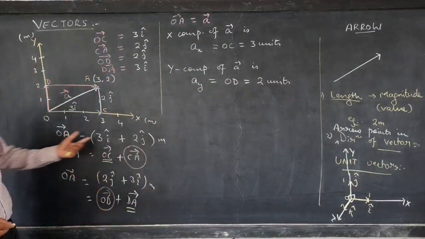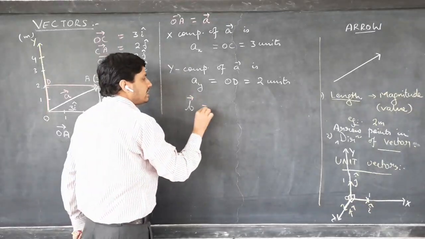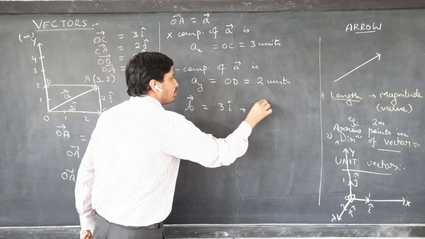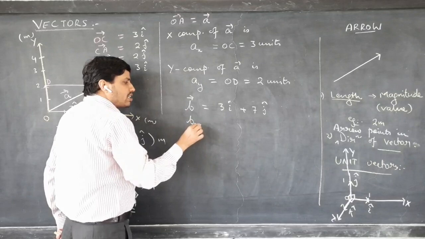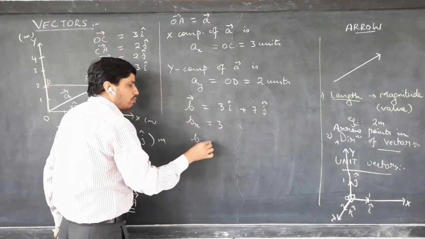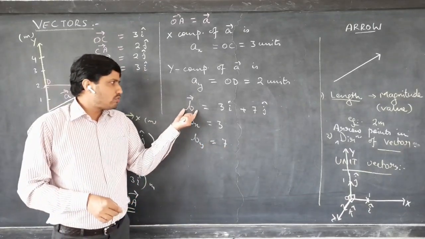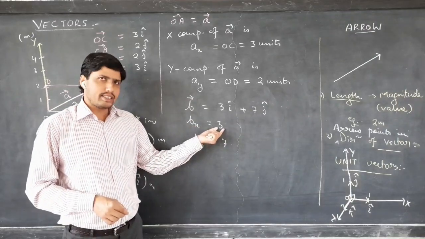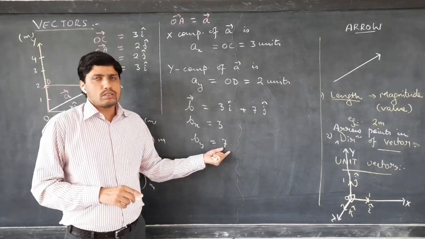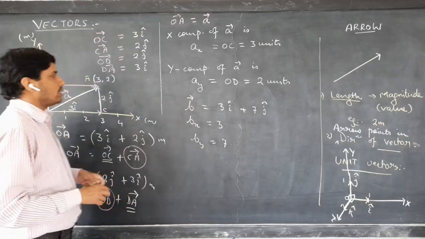So when there is a vector like this, suppose I take another example. Suppose there is a vector B and it is written 3 I cap plus 7 j cap. That means x component of B vector is 3 and y component of B vector is 7. That means to have this vector, you have to move 3 units along x-axis if you are considering displacement, and 7 units along y-axis. So you will reach the point whose vector representation is B vector.